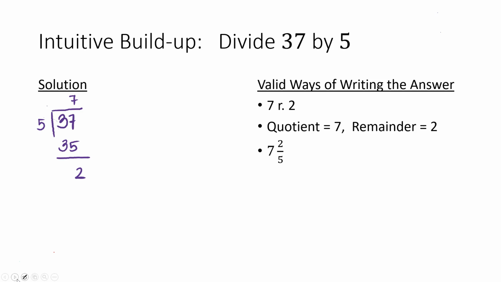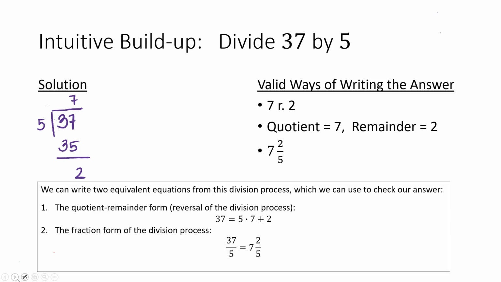Or the familiar mixed numeral format. We can say 7 and 2/5. 2 is the remainder, 5 is the divisor.